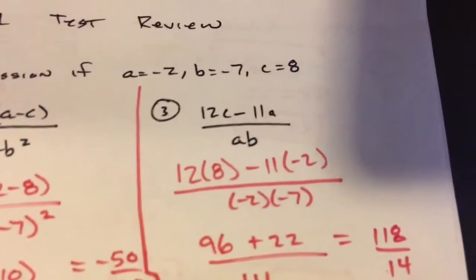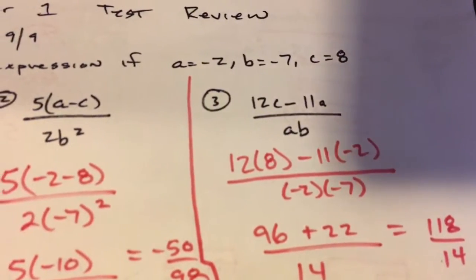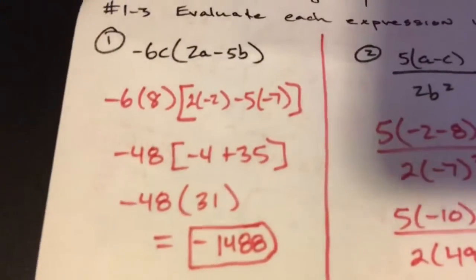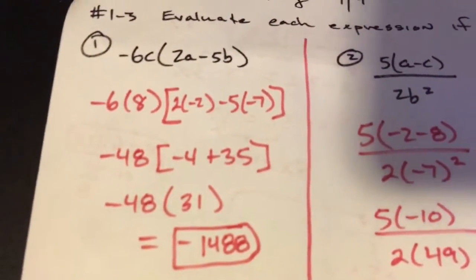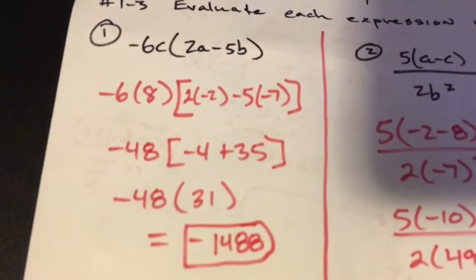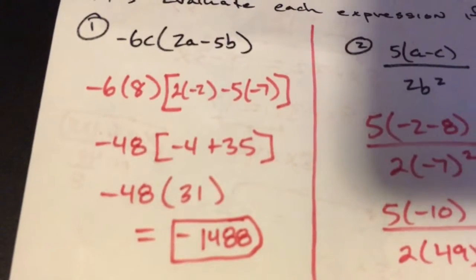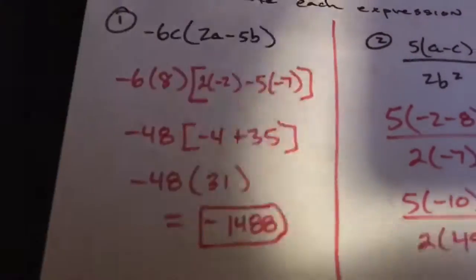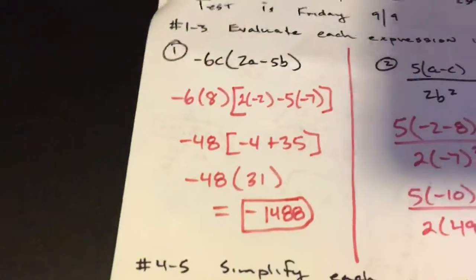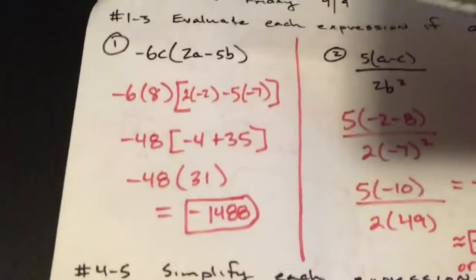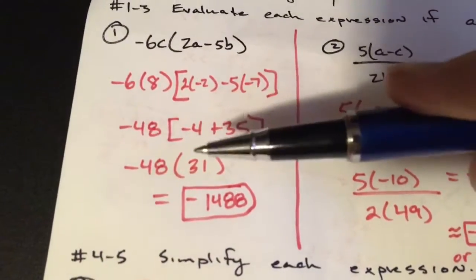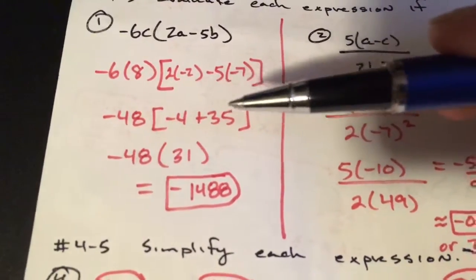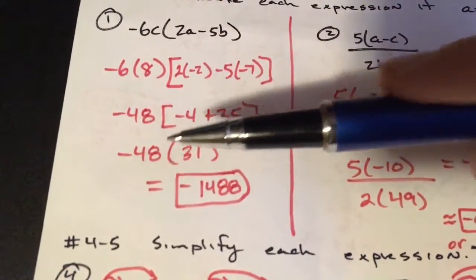Guys, on 1 through 3, you're going to plug in -2 for A, -7 for B, 8 for C. All right, so we're going to plug it in just like we see here in 1. You want to make sure to use brackets. Use brackets for the 2A minus 5B part. 2 times -2 gives you a -4. Negative times a negative gives you a positive 35. Combine like terms. Please excuse my dear Aunt Sally. You get -48 times 31.